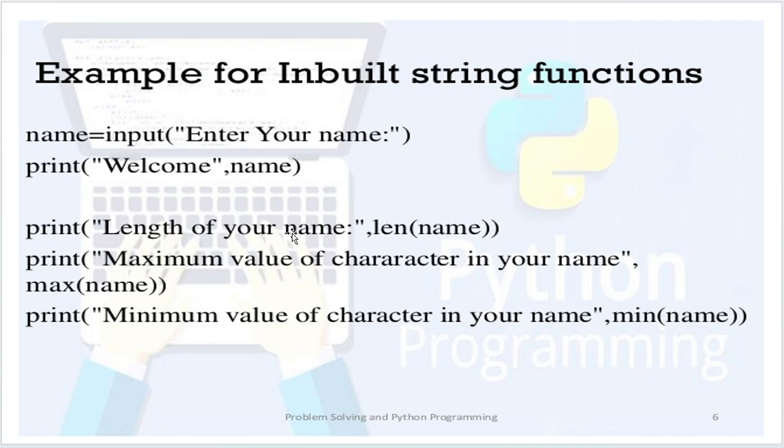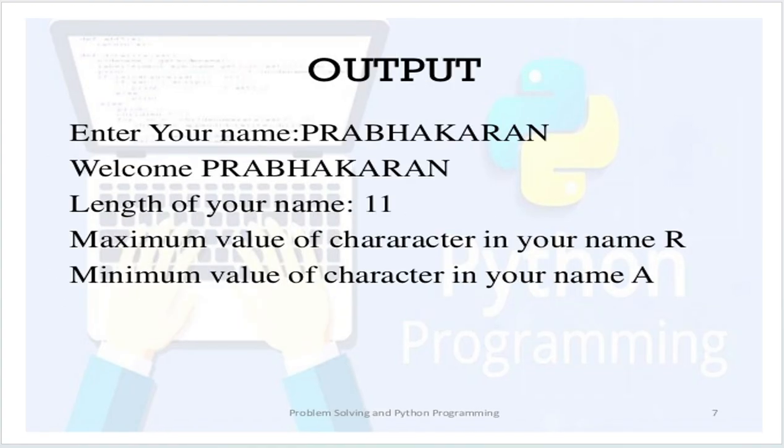Next, it is going to calculate the length of the name, which means it is going to find the total number of characters in the given name. If you want to find the maximum value, you will use this max of name function. And if you want to find the minimum value of the characters in your name, you will use this min of name. The output for this program can be depicted here: enter your name, and as an example it is given as Prabhakaran. As I've told you, welcome Prabhakaran has been printed.